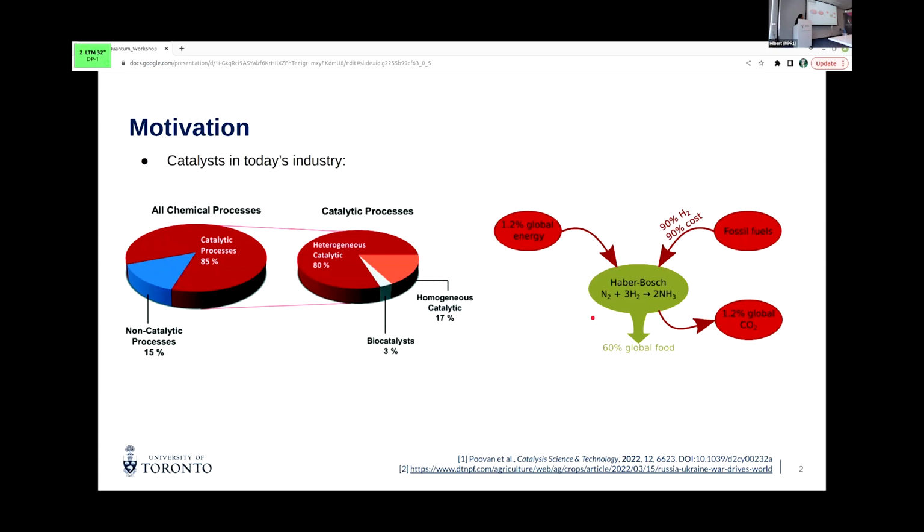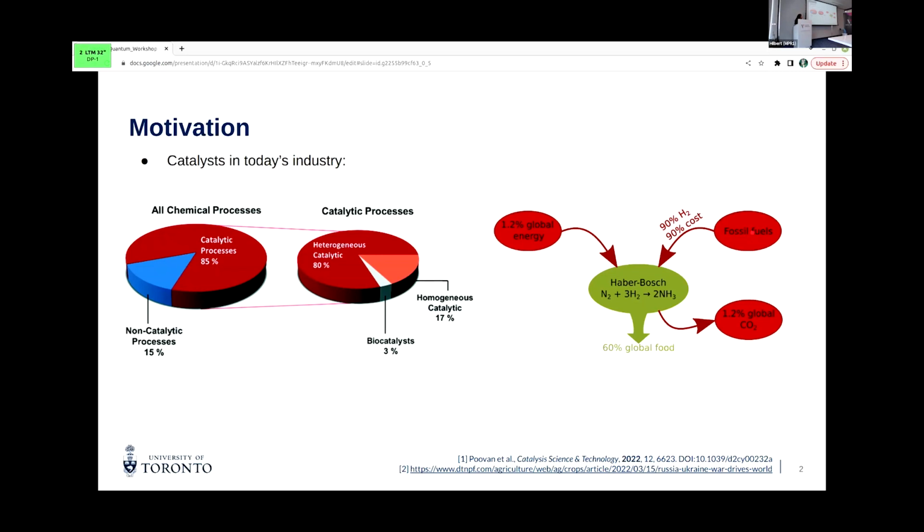At the same time, the hydrogen that we use in this reaction comes from fossil fuels, up to 90% of the hydrogen. And we all know too well that it's bad for the environment, it's a non-renewable energy, and as such, this reaction is responsible for 1.2% of the global CO2 emissions. Also, 90% of the costs are relative to fossil fuels.